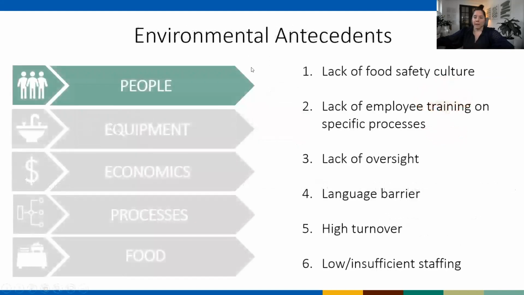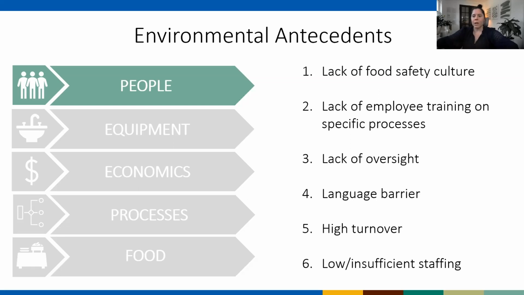So just like contributing factors, we have a predetermined list of environmental antecedents, and these are theorized from the NEARS data and just food safety trends. So they fall into 5 categories: people, equipment, economics, processes, and food. And within each category, there are some subcategories that are going to pop up on the right. And again, this is a predetermined list in NEARS, but you do have the option to write in an other. It doesn't happen a lot. Most of these are pretty common situations from outbreaks.